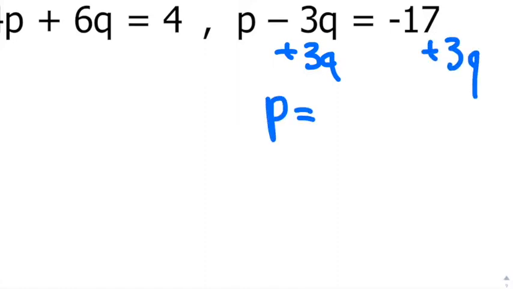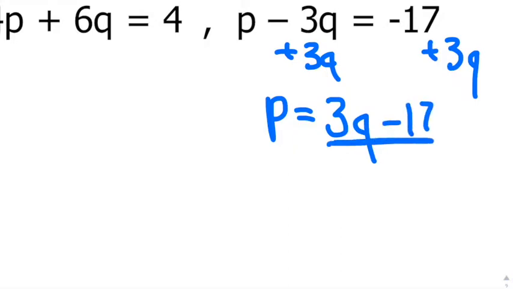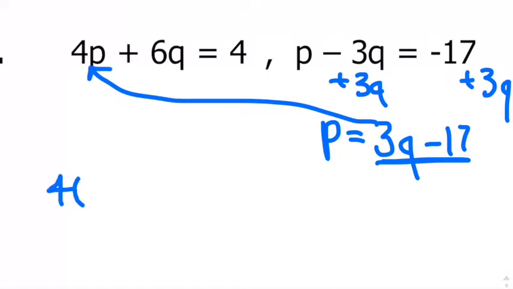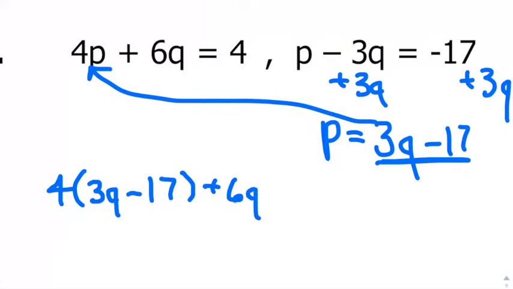And then that is p is equal to 3q minus 17. And then we are going to take that and plug that in, or substitute that in, for p in the other equation. Okay, so that'll be 4 times (3q minus 17). And then you still have the 6q right there, so plus 6q, and then equals 4.